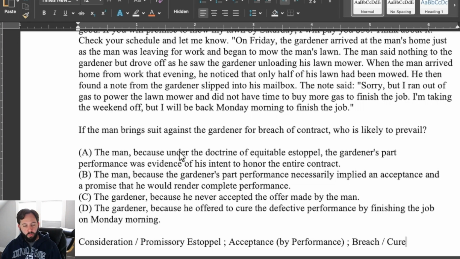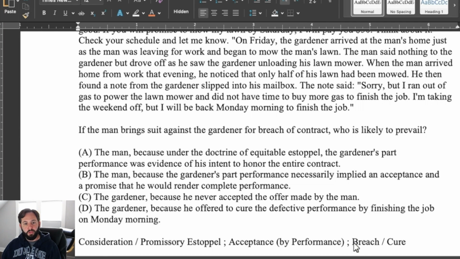Well, we know that all contracts require consideration, and consideration is a bargain for exchange. However, in equity, we might enforce some promises that are not supported by consideration under the doctrine of promissory estoppel, or sometimes called detrimental reliance. We know that contracts can generally be accepted either by promising or by performing, and we have some special rules around unilateral contracts that can only be accepted by performing.